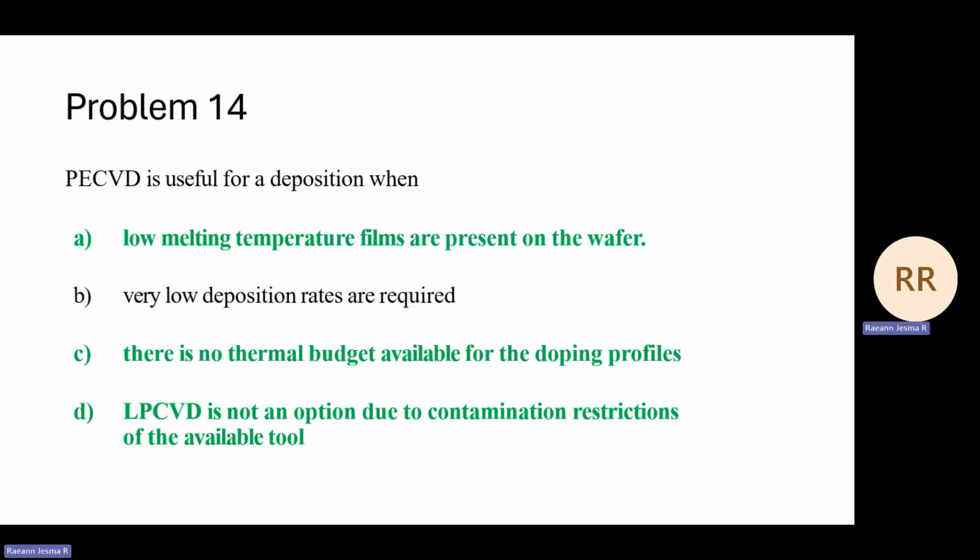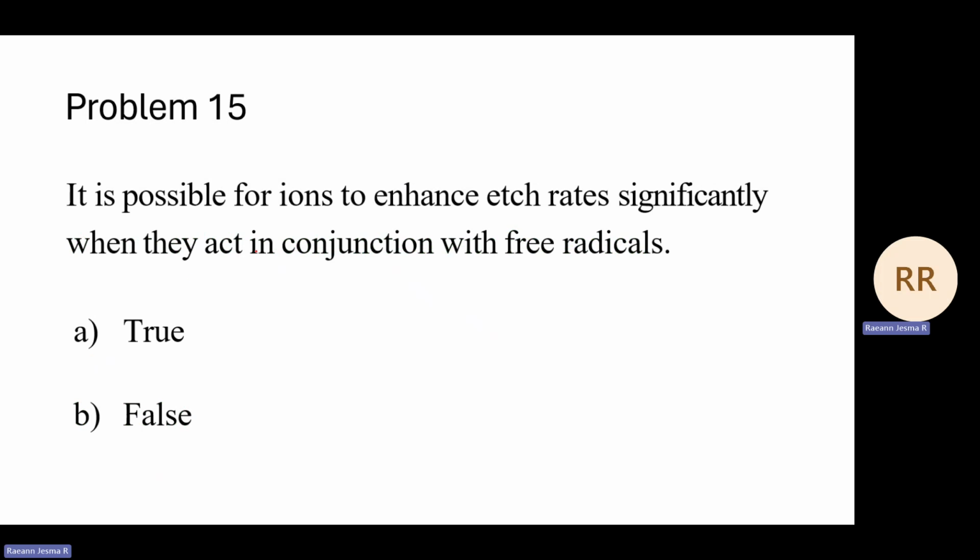Okay. So next is problem 15. It is possible for ions to enhance etch rates significantly when they act in conjunction with free radicals. So this question is related to dry etching.